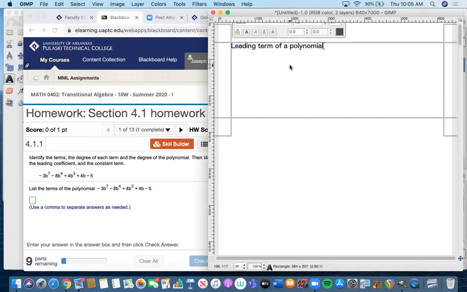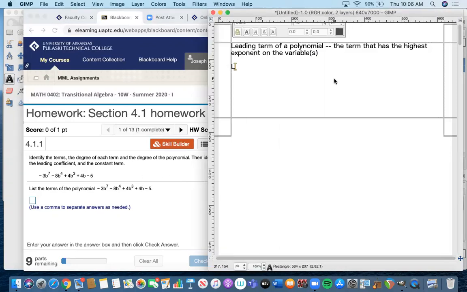Now you might think the leading term is the term that's written first, and a lot of times it is the term written first, but that's not really what the definition is. The definition is it's the term that has the highest exponent. Sometimes they'll be written out of order, and the leading term will actually be somewhere in the middle. They try to trick you by doing that. But for the leading term, you're always going to look for the term that has the highest exponent on the variable, or variables. Sometimes there will be multiple variables. So you're looking for the highest exponent on a variable. That's the leading term.